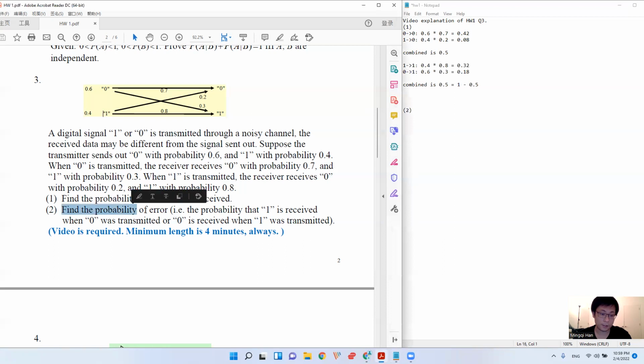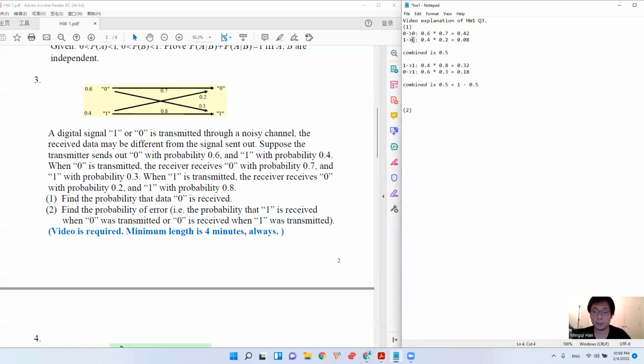The second part of it is to calculate the probability of having an error. By error, it means that you should get a 0 from a 0, but instead you get a 1 from a 0, which is false, and vice versa. Getting a 0 from a 1 is also a mistake. So what we need to calculate is the probability from here to here and from here to here, which we already did.